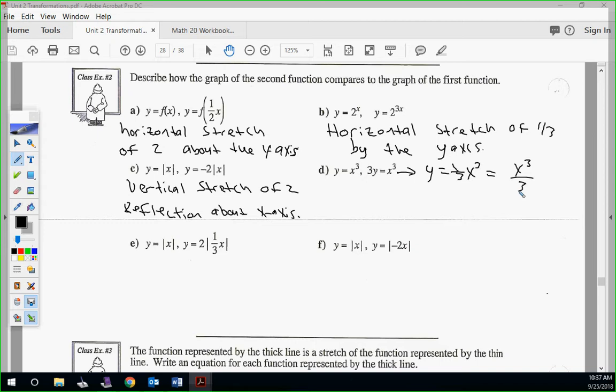Right, nothing happened to the x, so we have a vertical stretch of 1/3 about the x-axis.